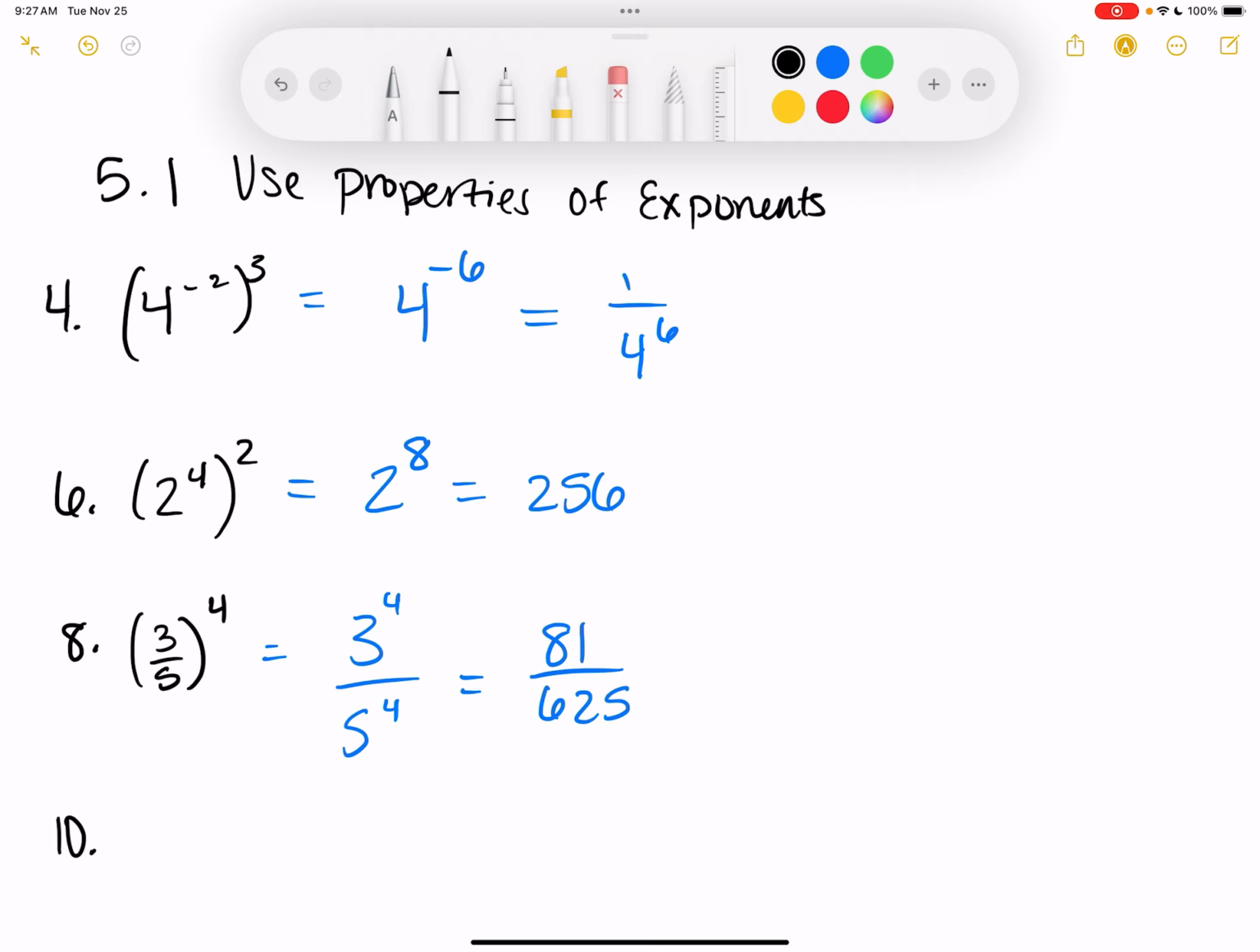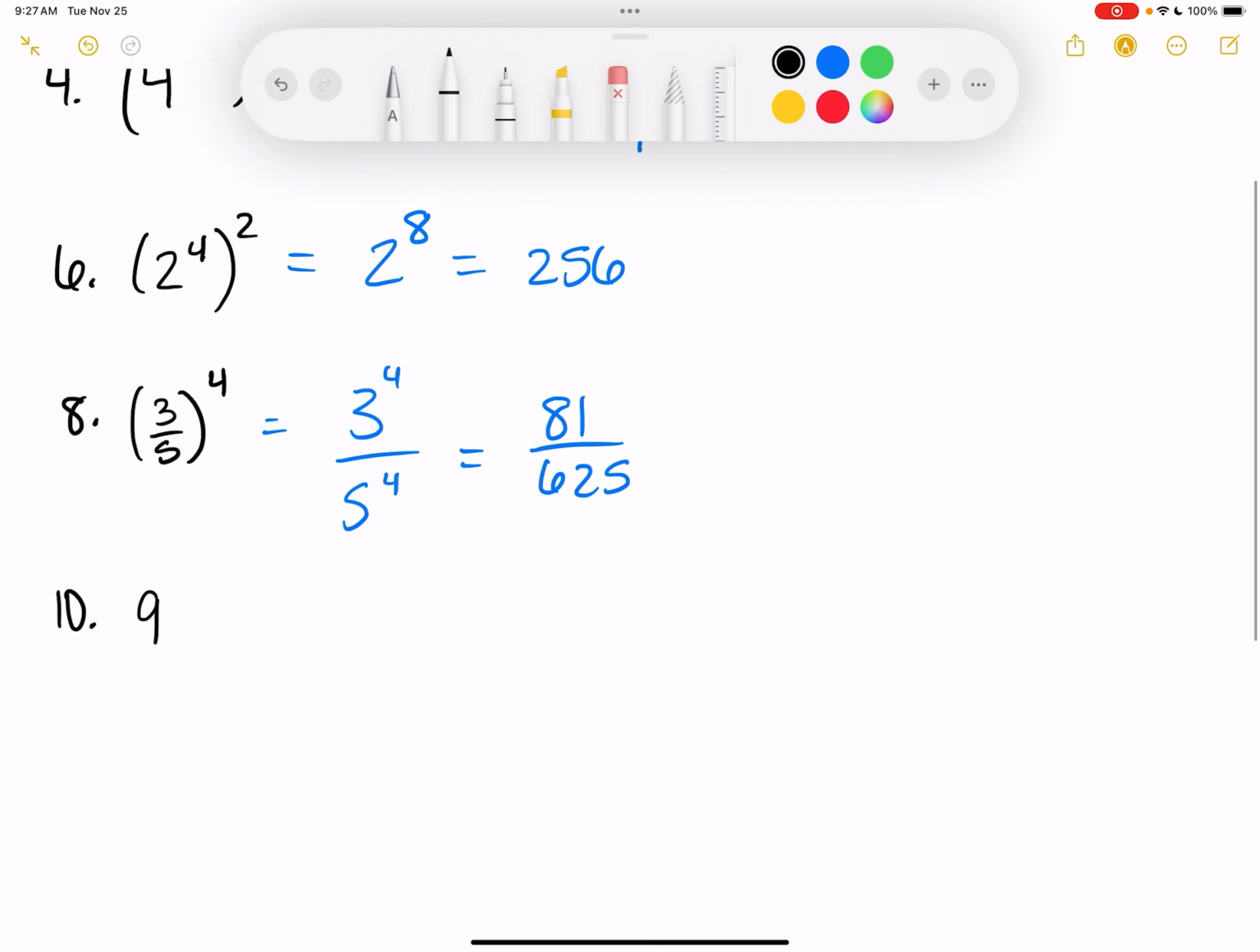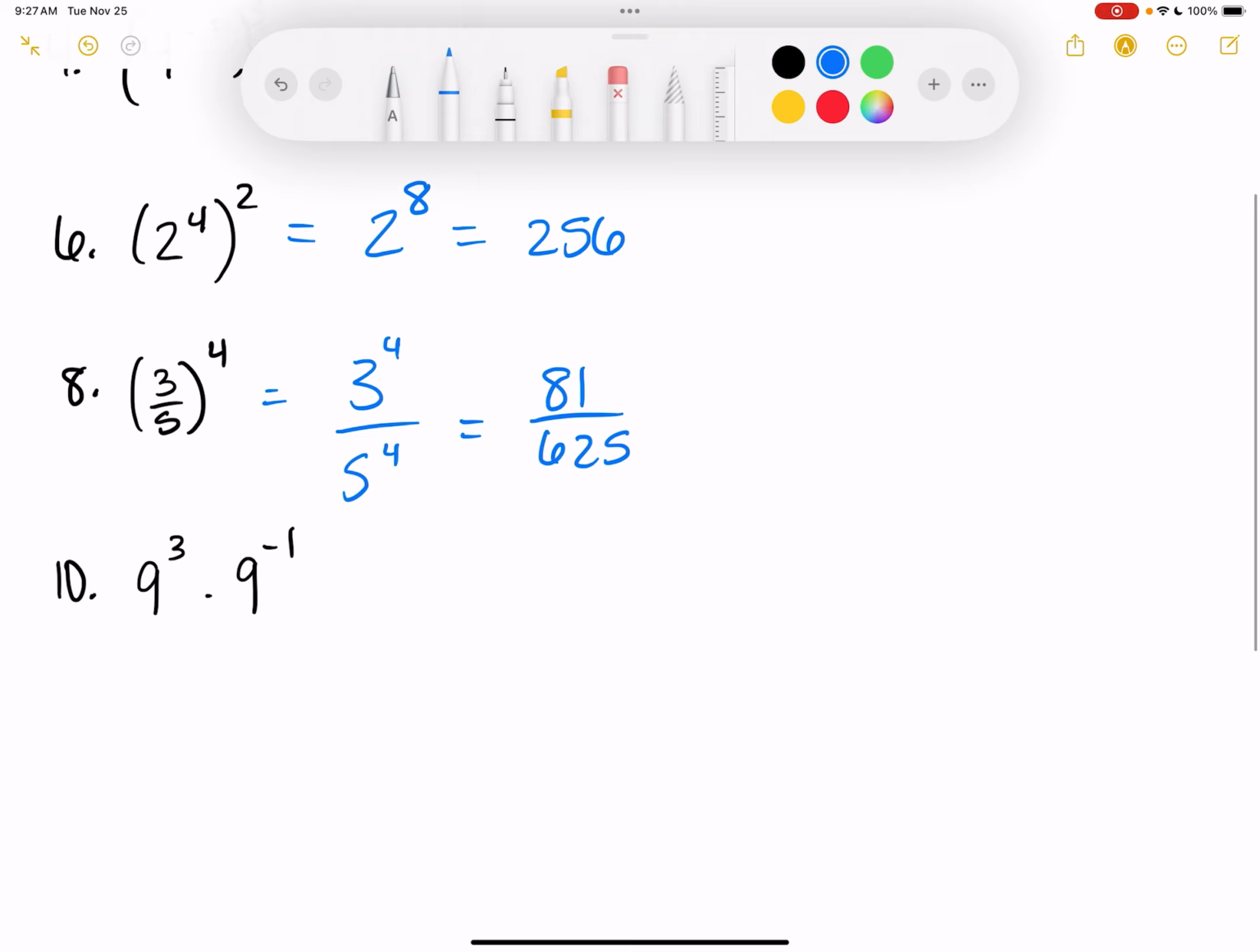10. 9 cubed times 9 to the negative 1. What do we do with the exponents in one like this? Add them together. So we get 9 to the second, 9 squared. Yep. Which is 81.